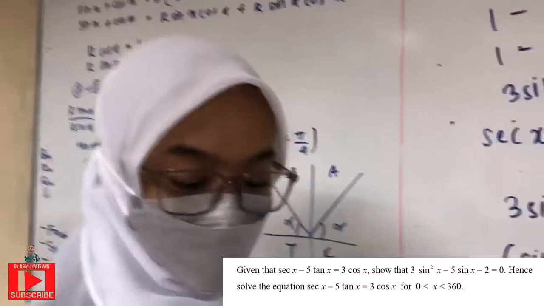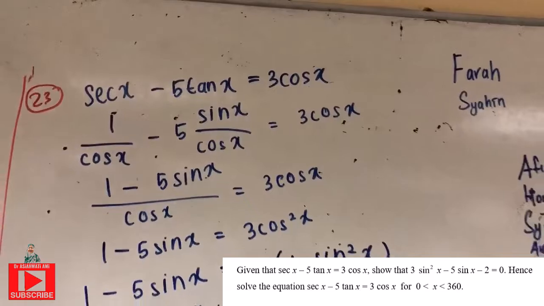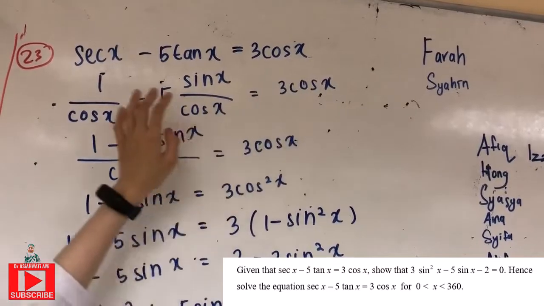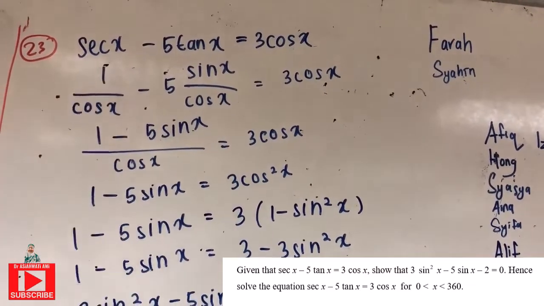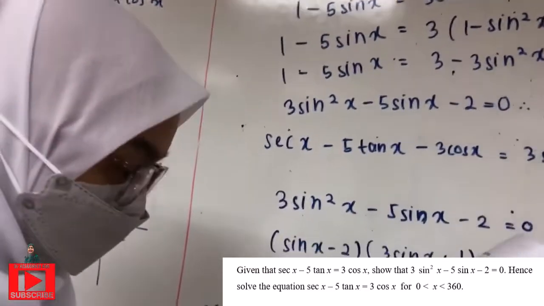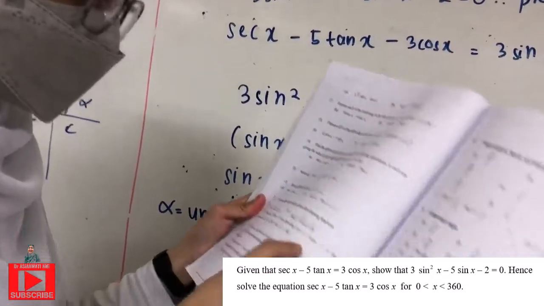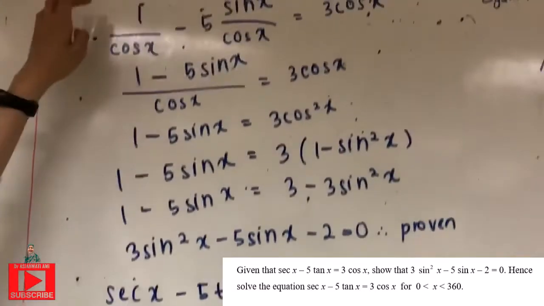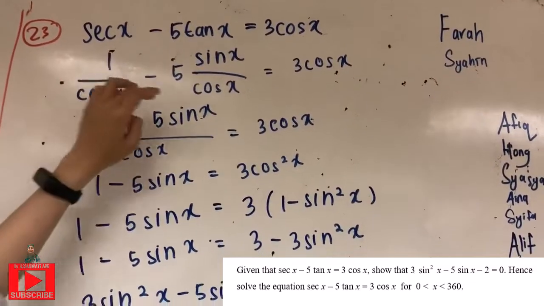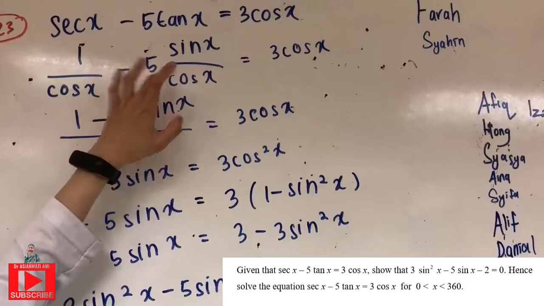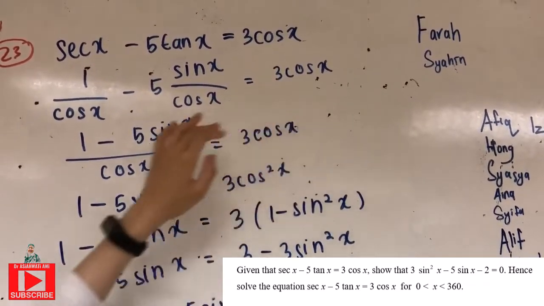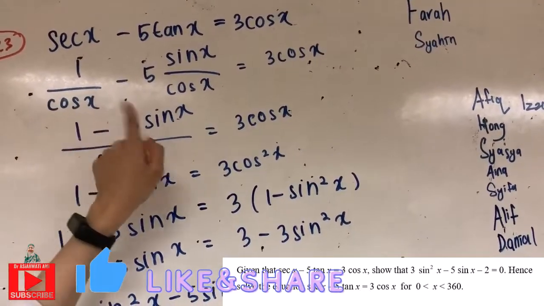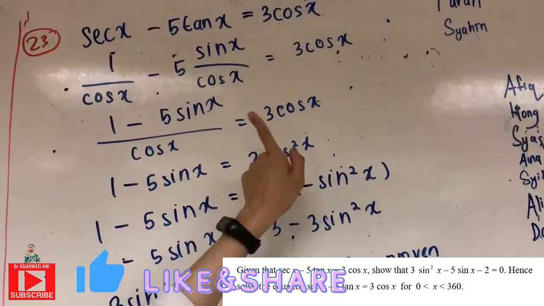Okay, right. Question 23, chapter 7. Given that secant x minus 5 tangent x equals 3 cos x, we are asked to prove that it becomes 3 sin 2x minus 5 sin x minus 2 equals 0. Okay, we know secant is 1 over cos, so we change it to 1 over cos. Tangent is equal to sin x over cos x, so equals 3 cos x. Since it has the same denominator, we combine it, so 1 minus 5 sin x over cos x equals 3 cos x.